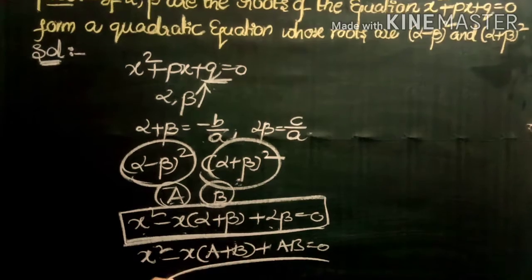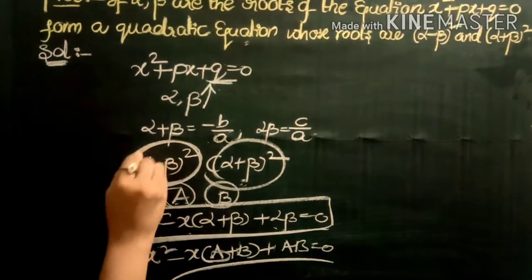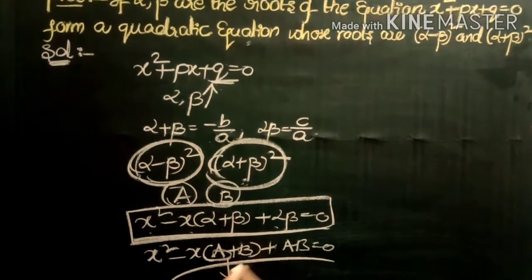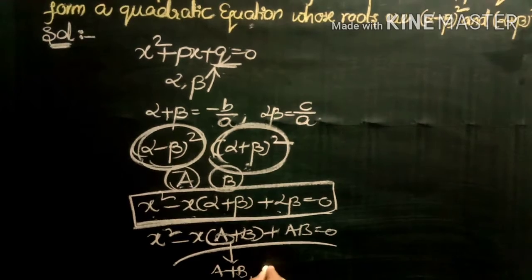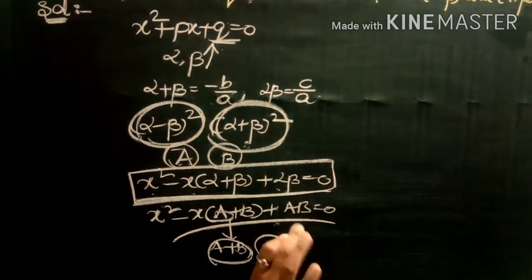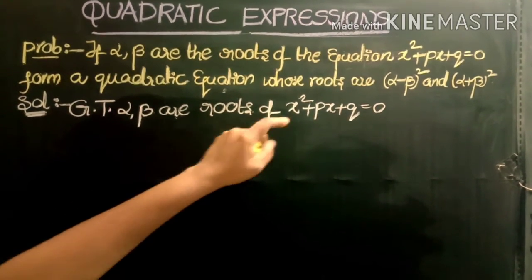This is the formula which is used to find the quadratic equation here, where A is equal to (alpha minus beta) whole square and B is equal to (alpha plus beta) whole square. So first we will find the values of A plus B and A into B, and then we replace these two values in this equation to get the required answer. That is the procedure.